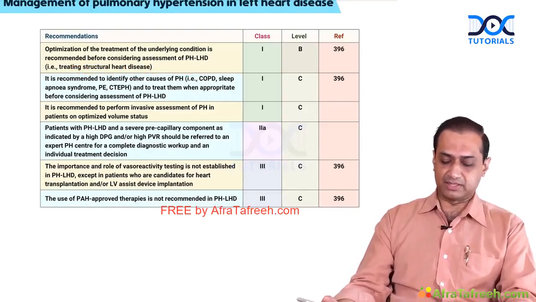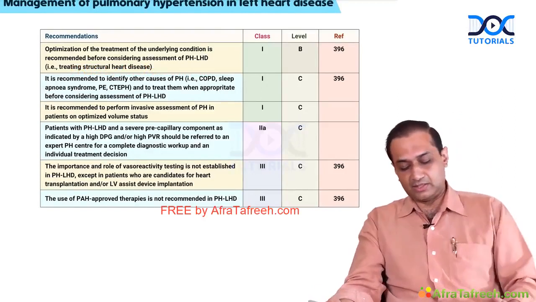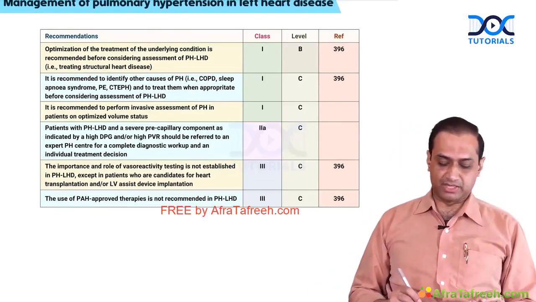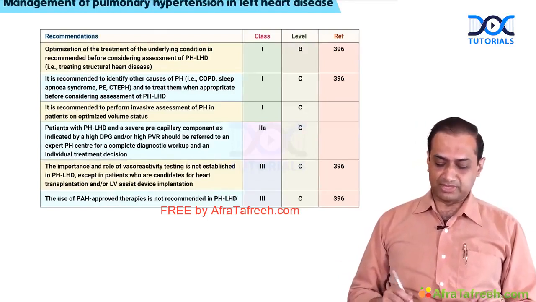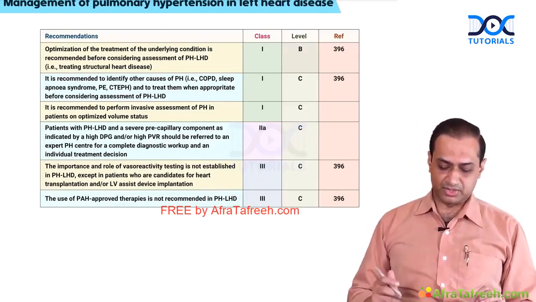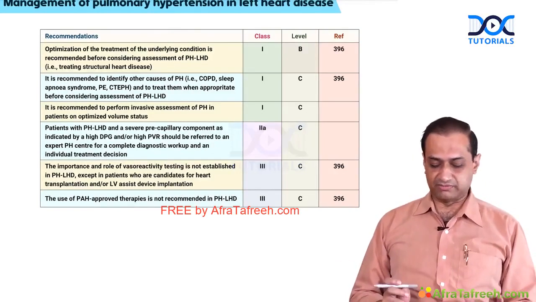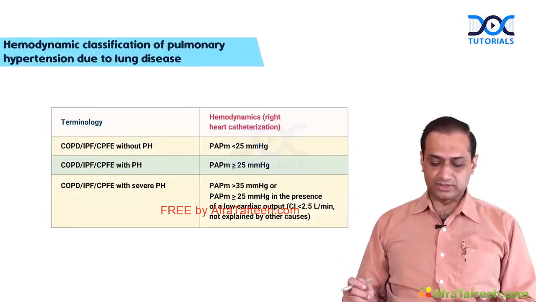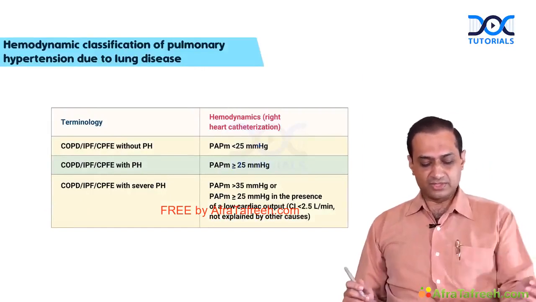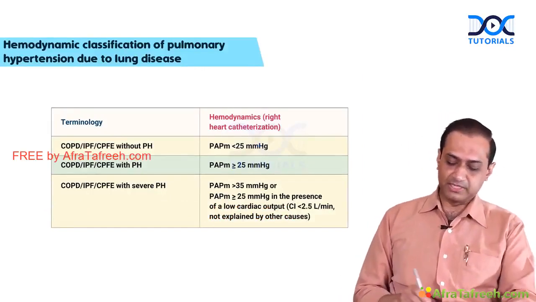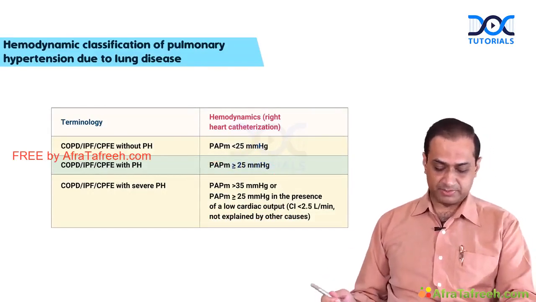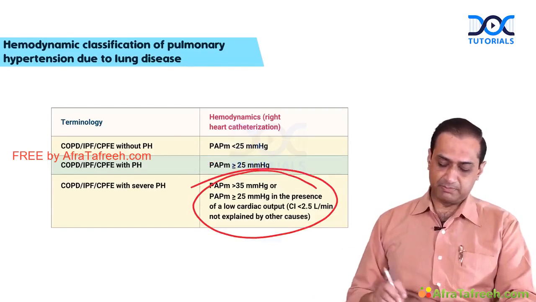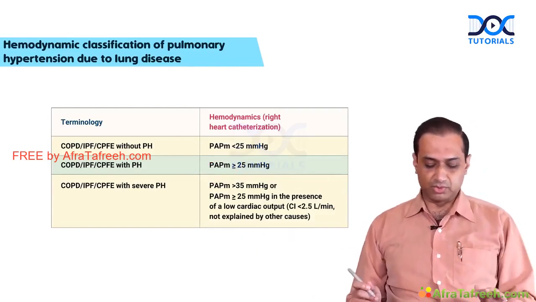And then invasive assessment can sometimes be done to assess the volume status and the pre-capillary component. Patients with a high diastolic pressure gradient or high PVR should be referred to an expert center for evaluation. PAH approved therapy is not indicated in this subgroup of patients, and the role of vasoreactive testing is not well established. In patients with hypoxic lung disease, in patients with COPD without PH, mean PA pressure is less than 25; if it's more than 25 you call it PH is present. Severe PH is defined as mean PA pressure more than 25 with low cardiac output.